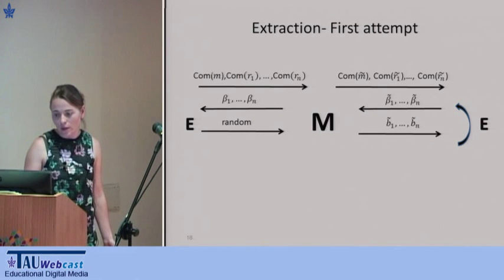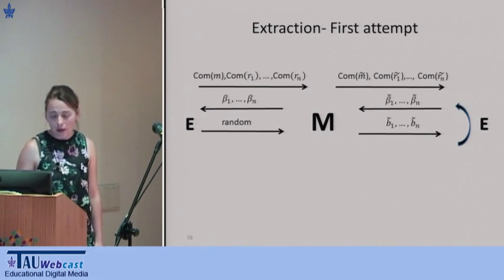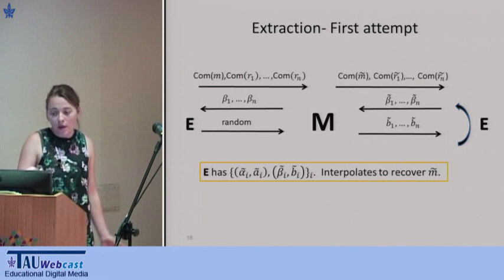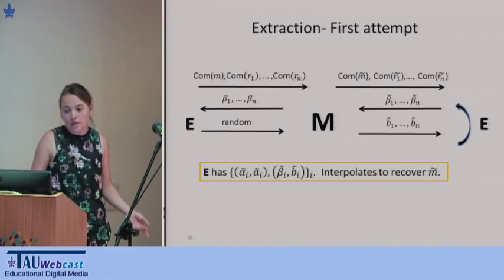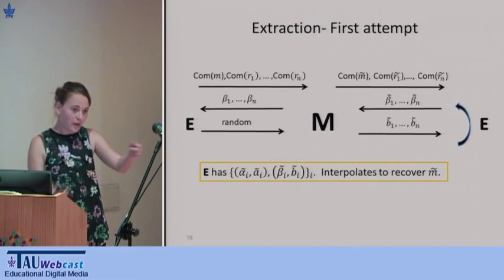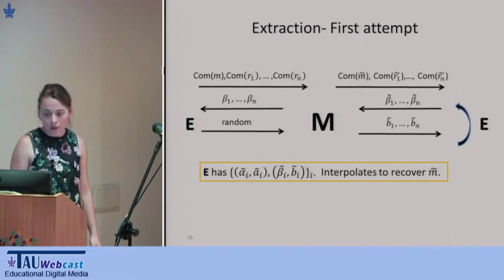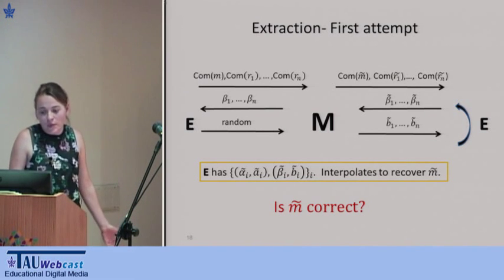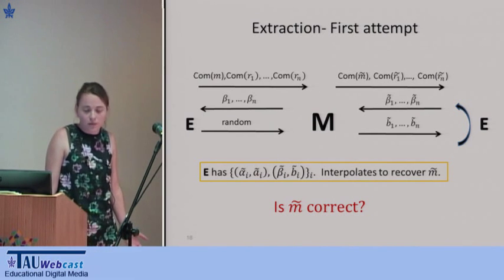Now the man in the middle will give us answers on the right, beta 1 tilde up to beta n. And potentially, now the extractor has 2 points for each coordinate. So potentially he can pick some coordinate and interpolate the line and extract m tilde. That's potentially. But the question is, is that m tilde correct? What guarantees me that it will be correct?